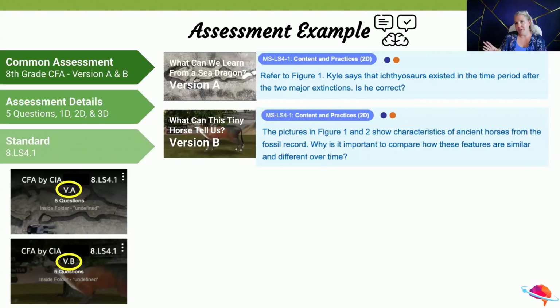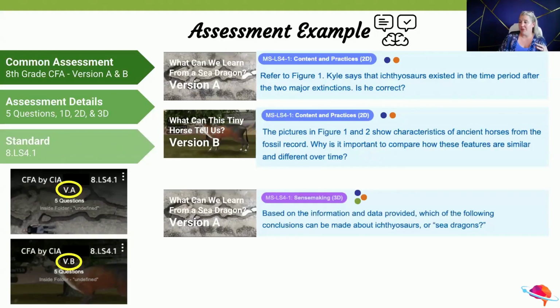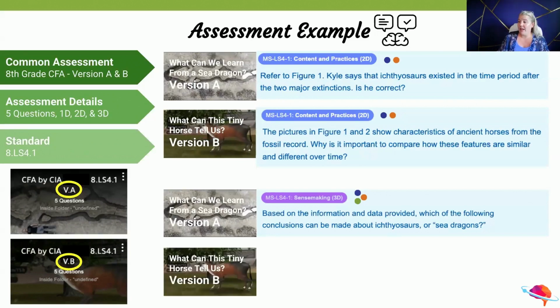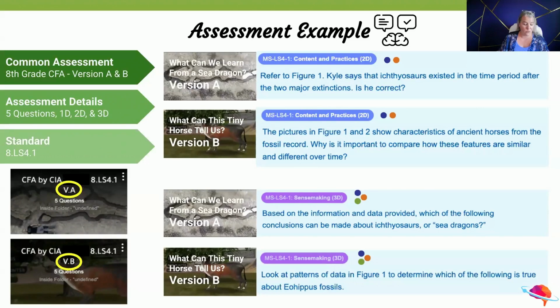These are two different questions, but they are assessing the same SEP and the same DCI. So we're getting at the same core with both questions, even though they are different and they're looking at different phenomena. And I'll show you one more example here of the 3-dimensional question. Again, we've got that what can we learn from a sea dragon, version A, and then we can see the 3-dimensional question they picked with the tiny horses as well. Different questions asking different things, but they're getting to the core of the same thing at the end of the day.